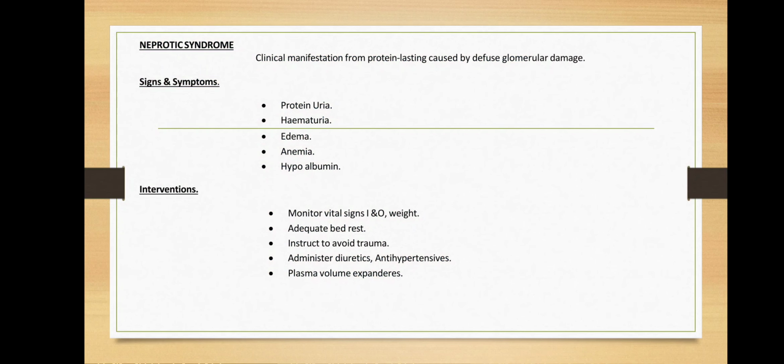Nephrotic syndrome: here there will be a protein loss for the patients, protein in urine, hematuria, edema, anemia, hypoalbuminemia are common signs and symptoms we can see in nephrotic syndrome. Interventions: check the vital signs, again intake output, adequate bed rest, avoiding trauma because the patients are high risk for bleeding, hematuria, administering diuretics, antihypertensives, plasma volume expanders.